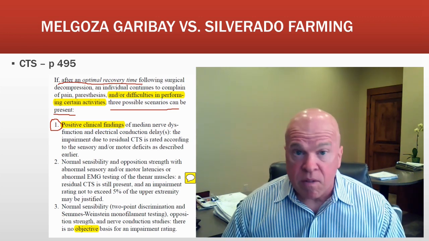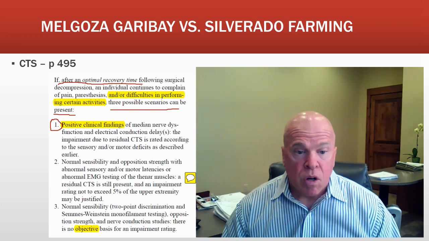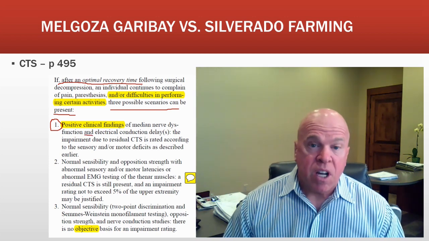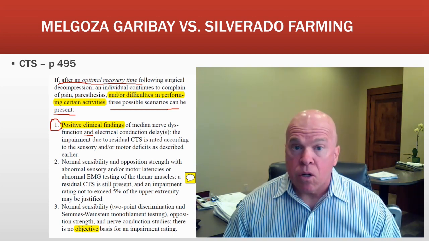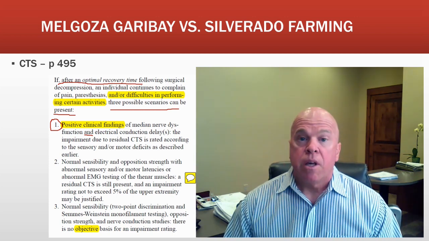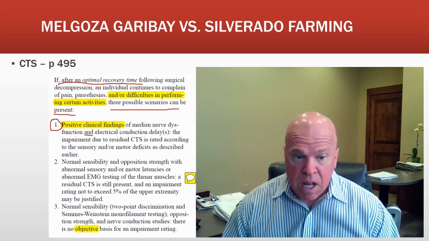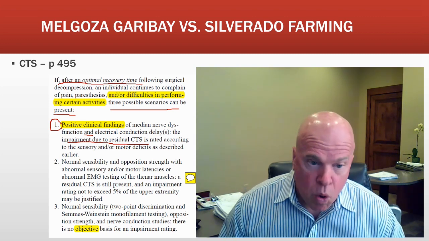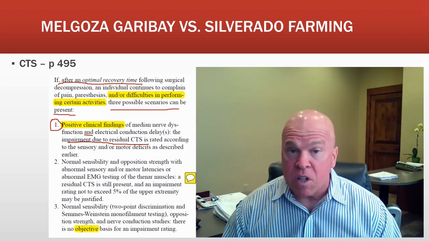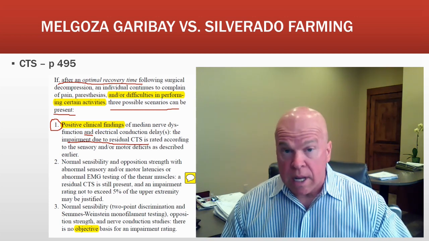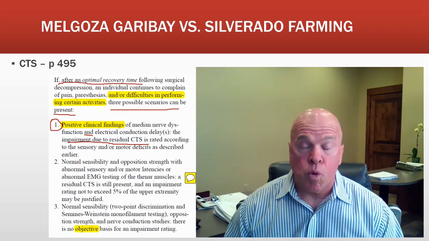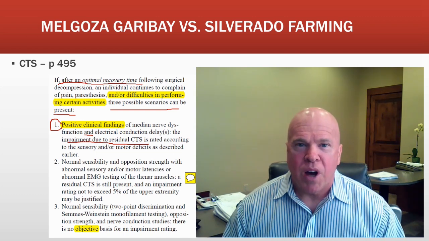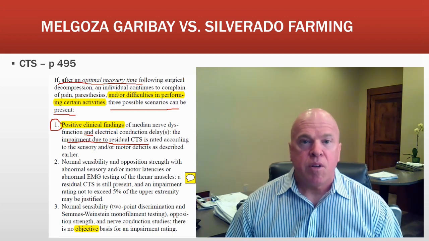Okay, they've got positive clinical findings of median nerve dysfunction, and they have conduction delays on nerve conduction velocity testing. This type of examinee, they tell us, the impairment due to residual carpal tunnel syndrome is rated according to the sensory and or motor nerve deficits described earlier, which, as we stated earlier, could qualify for as high as 45% upper extremity impairment in a case of complete dysfunction of the median nerve.